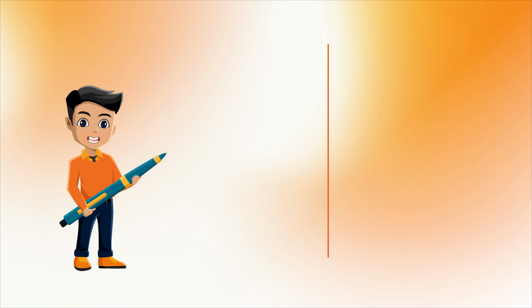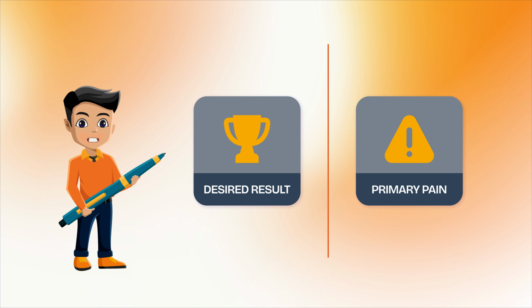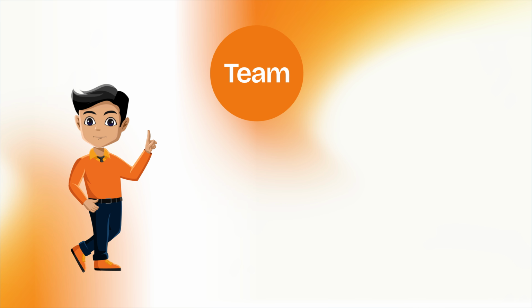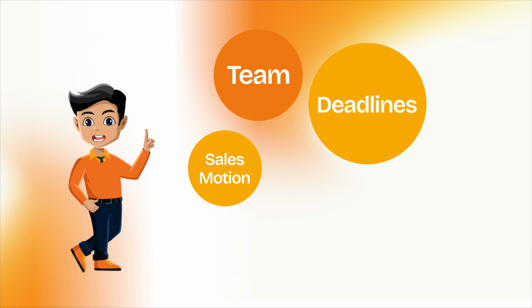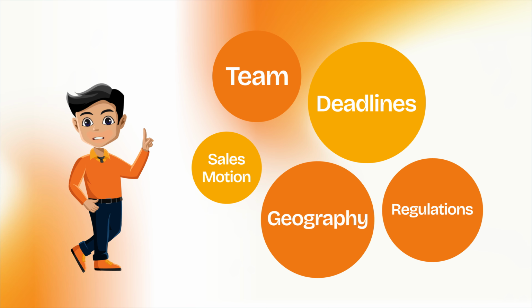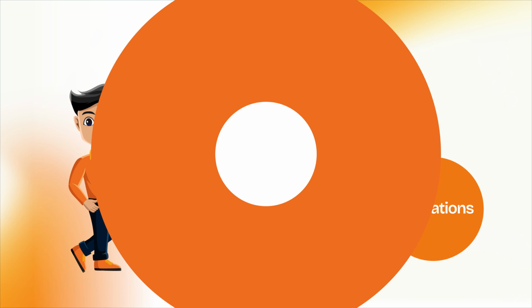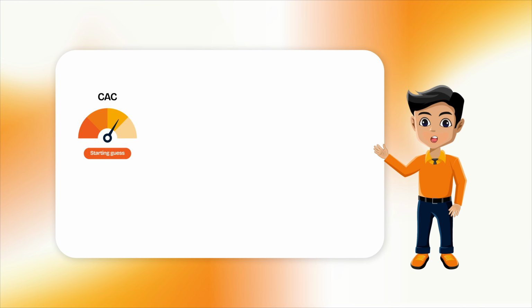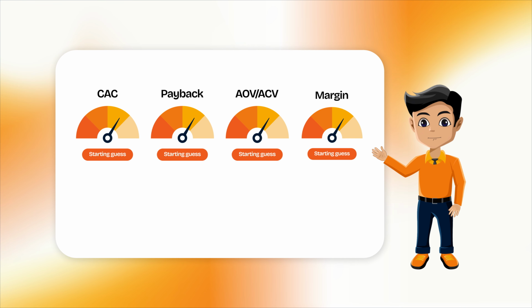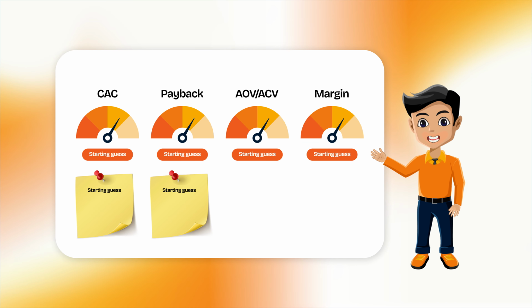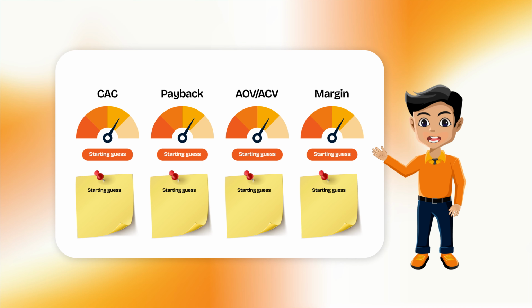Next, write the outcome. Customers buy because they want desired result without primary pain. Now, capture constraints: team capacity, sales motion, geography, regulatory issues, and any deadlines tied to launches or seasons. Finally, note your unit economics as you know them today. Target CAC, expected payback period, average order value or ACV, gross margin. If you don't know, make a starting assumption and we'll validate it later.